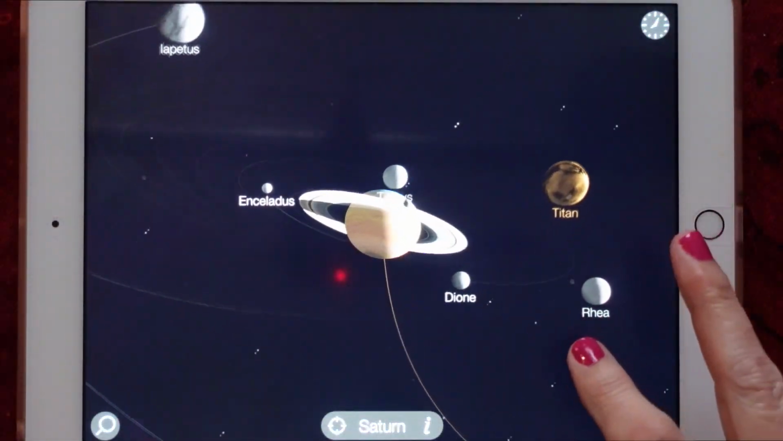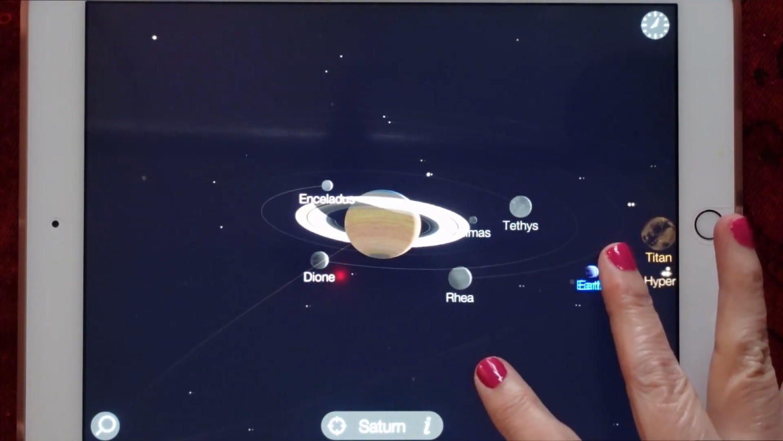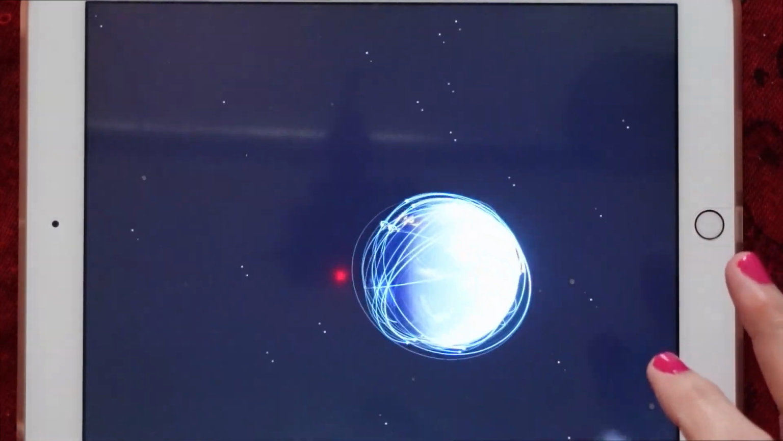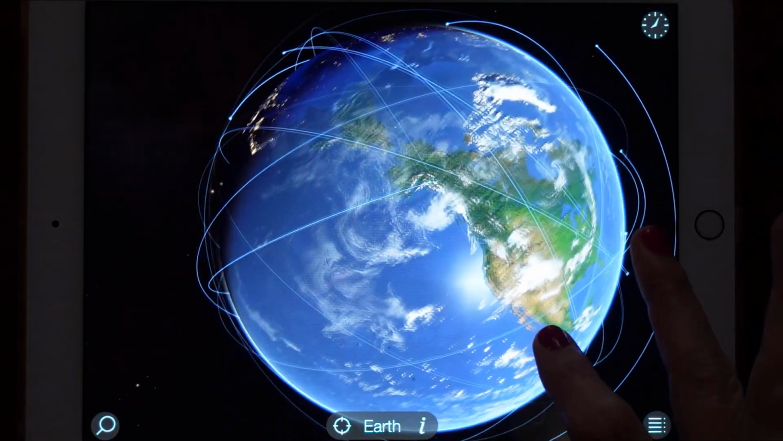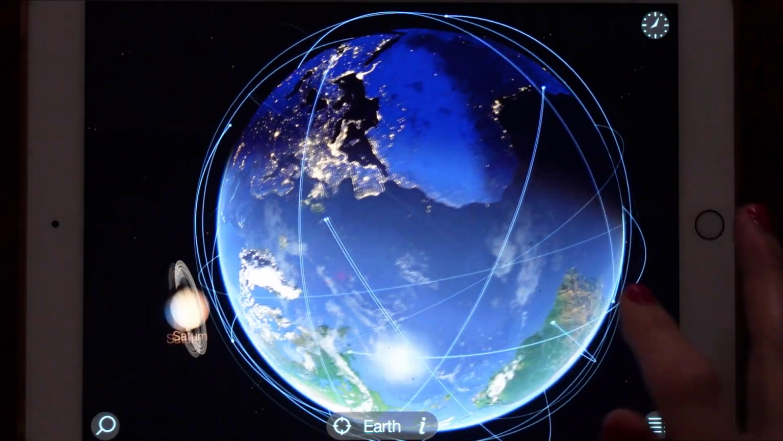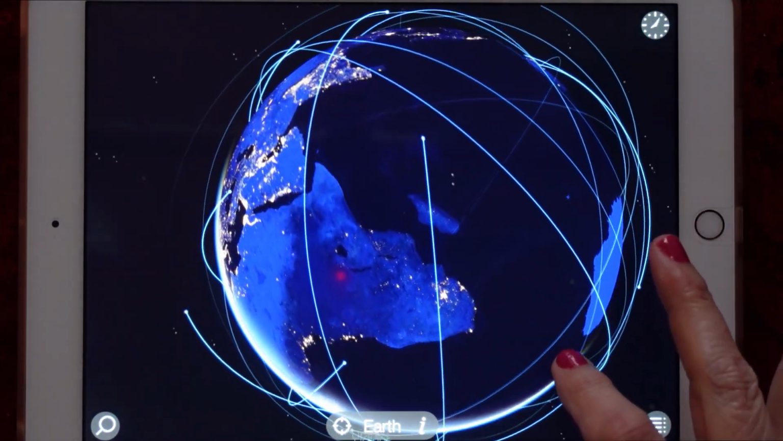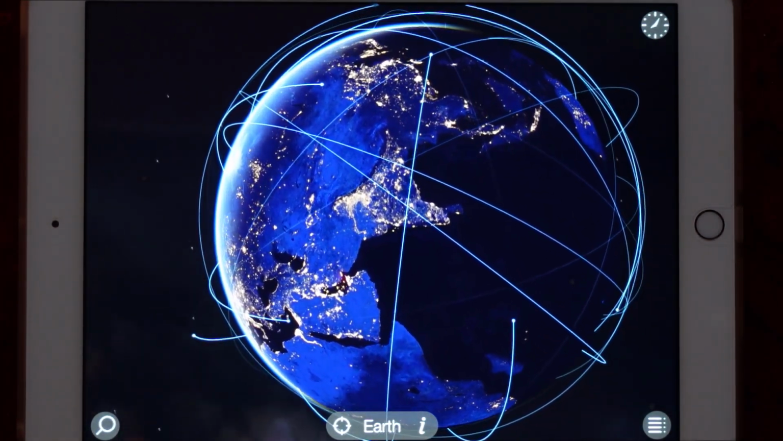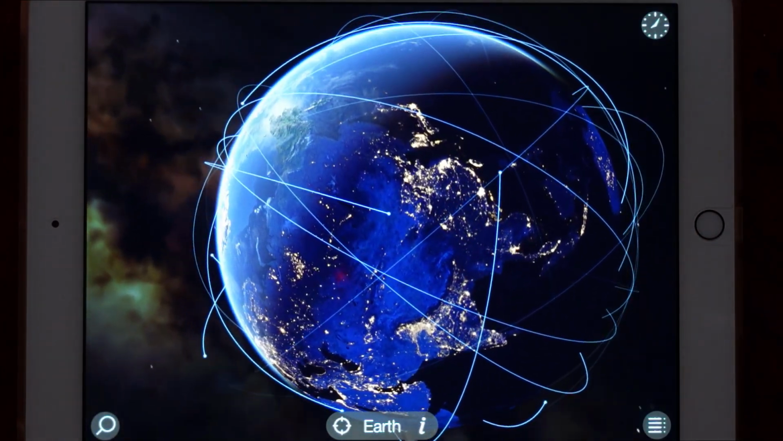Okay, so there is Titan. I'm actually going to leave it there, but if you want, there are various other things that we can look at, different images and more information.